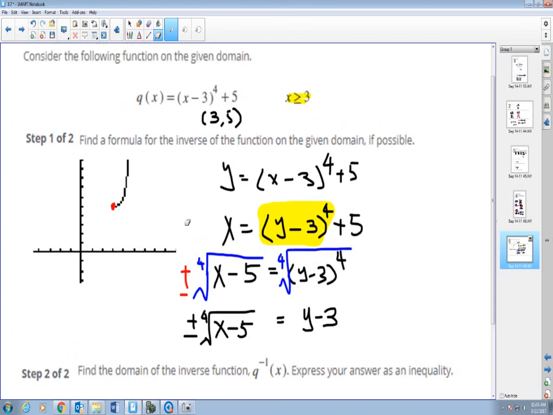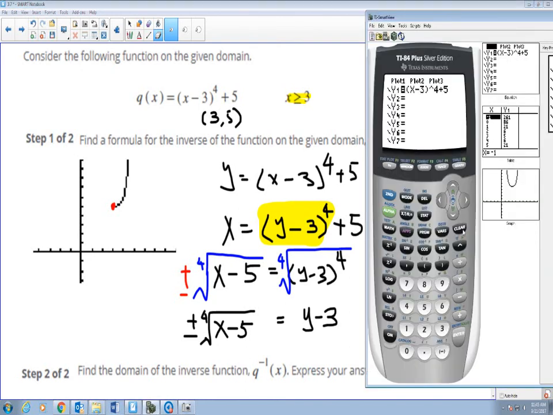Inverse function is about interchange between x and y coordinates and variables. So if I were to interchange my 3, 5, make it 5, 3. 1, 2, 3, 4, 5, up 3. My graph is actually going to start right here. And this is a fourth root function.